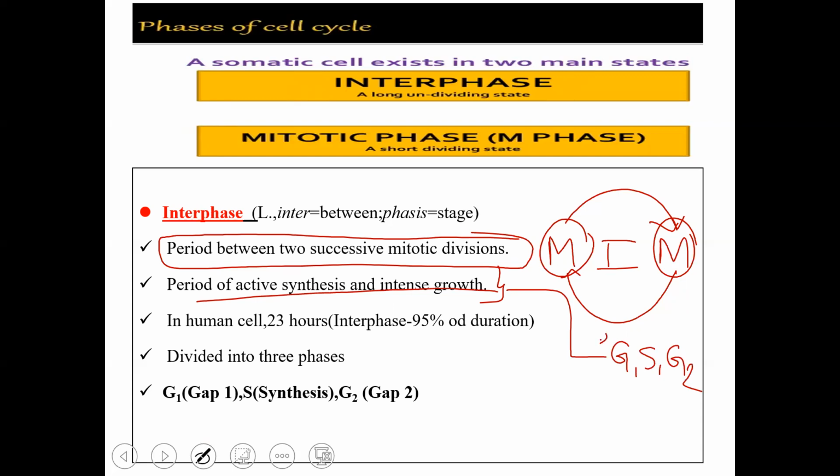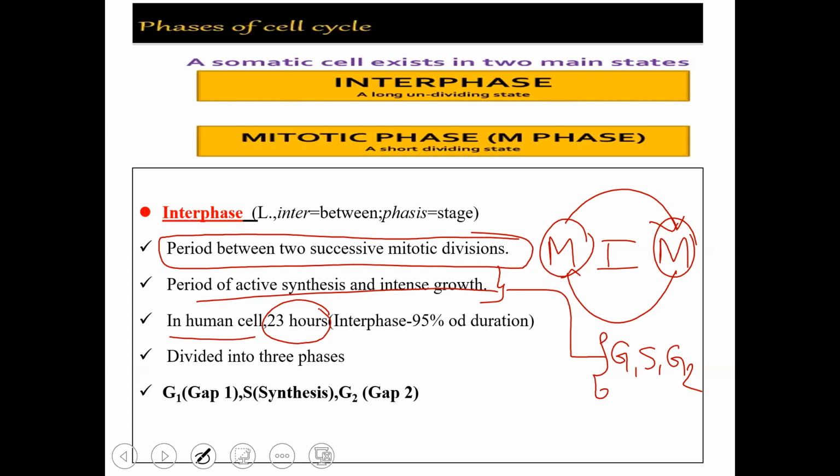So when we are talking about active synthesis, it includes all of these. Here there is synthesis of organelles, synthesis of cytoplasm, so active growth goes on taking place in the interphase. In case of the human cell, 23 hours is spent in interphase, and another 1 hour is utilized for M phase. Okay, so about 95% of the time the cell is spending only in interphase, and the rest of the duration it spends in M phase. That is another 5%.